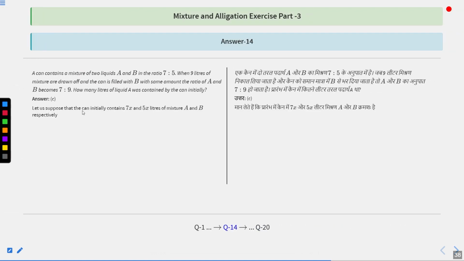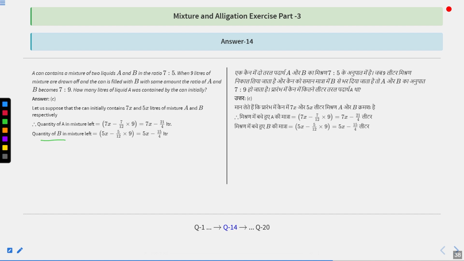Let us suppose that the can initially contains 7x and 5x liters of the mixture A and B respectively. So the quantity of A in the mixture left, we can write it as 7x minus 7 by 12 into 9, so 7x minus 21 by 4 liters. In the same way, the quantity of B left is 5x minus 5 by 12 into 9, which becomes 5x minus 15 by 4 liters.